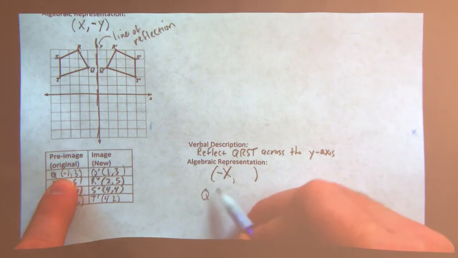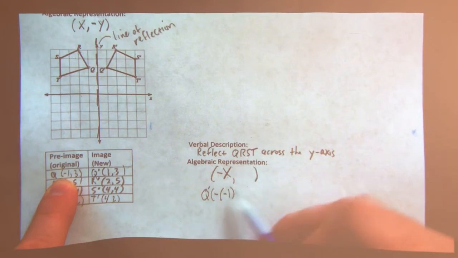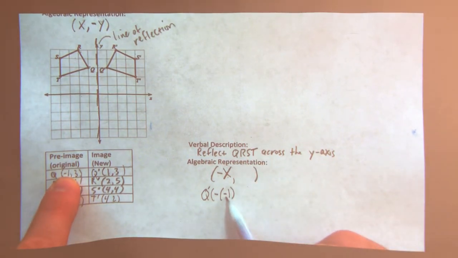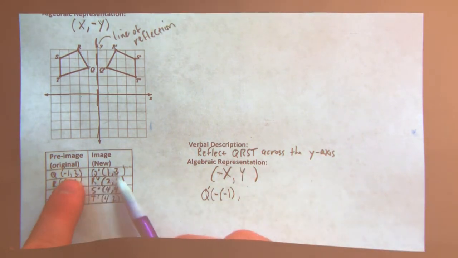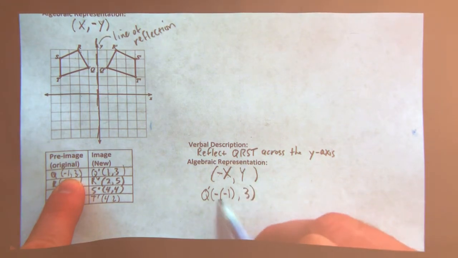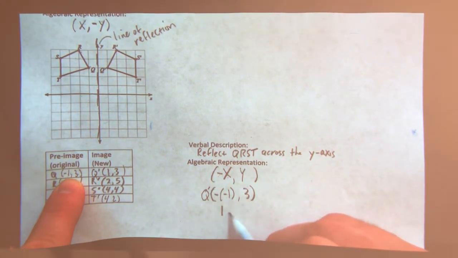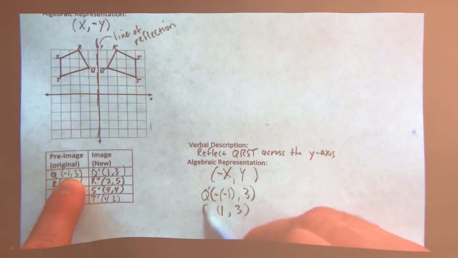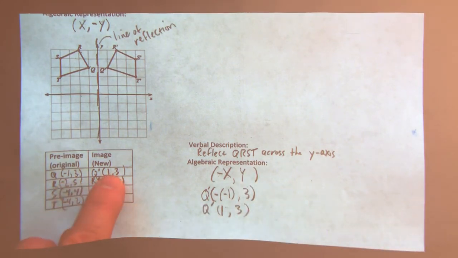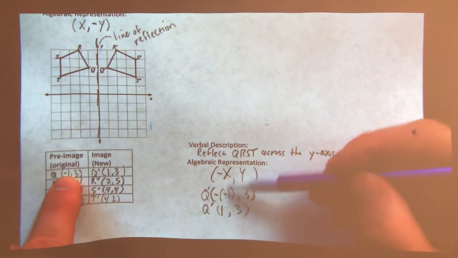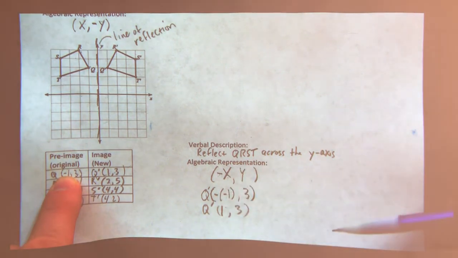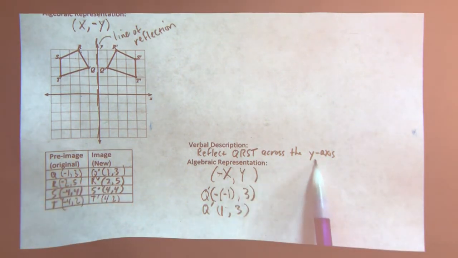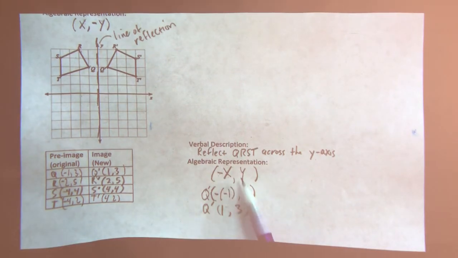So let's do an example of Q here. For Q prime, you would plug in the -1 from Q, but you would have -x there. And then our y stayed the same. So we plug in a 3, we keep a 3. So evaluate this: -1 would become 1. 3 stays 3. So Q prime is 1, 3, which is what we got. We plugged in the x value from Q to make Q prime, so that -1 became +1. So when we reflect across the y-axis, we're going to change the sign of all the x values and just keep our y value.